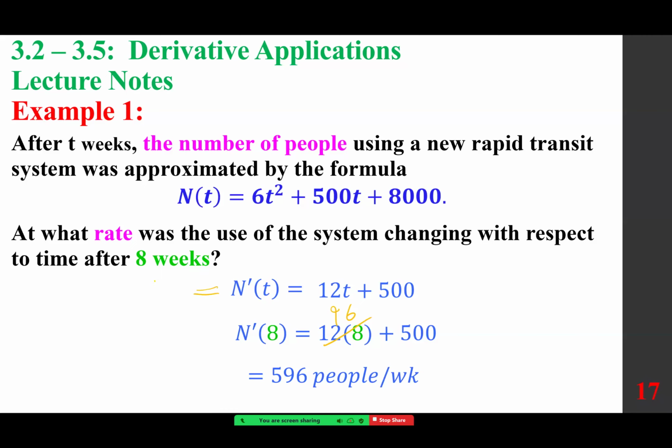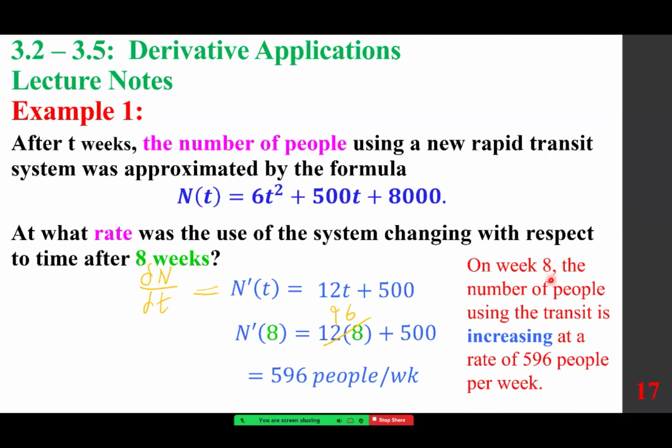Units. Notice this is dn dt, the change in n, the number of people, over the change in t, the number of weeks. That's how you write the units. What does it mean? On week 8, or after week 8, the number of people using the transit is increasing at a rate of 596 people per week. Why is this increasing? Because this number is positive. If this number was negative, we would replace the increasing with decreasing. We wouldn't change the number to negative, okay? Because if you write decreasing and negative, in essence, negative times negative is positive.